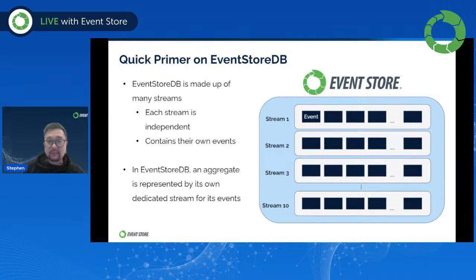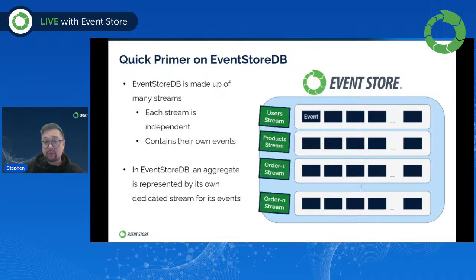In Event Store DB, an aggregate is represented by its own dedicated stream for its events. So for example, for the user aggregate, there should be a user stream. If there is, say, a product aggregate that contains the product catalog for your business, there should be a product stream. And if there is an aggregate for each order for your business, there would be a stream for each order, which is usually named, for example, order-1, order-2, order-3, and so on and so on.